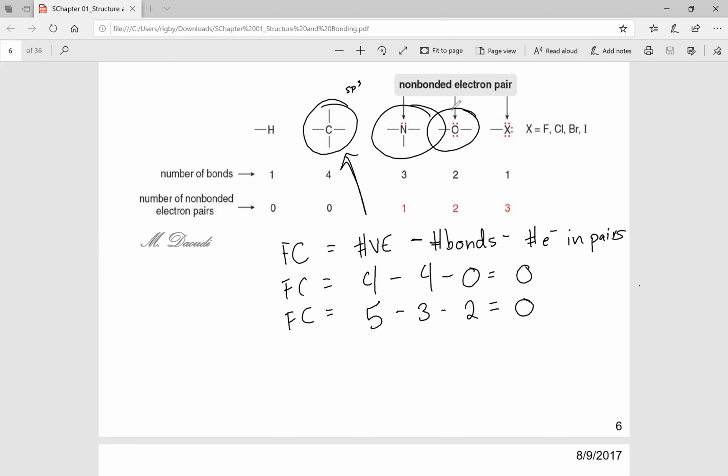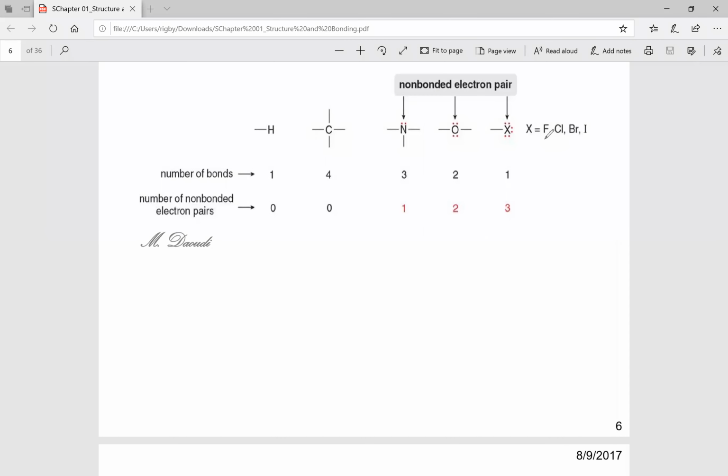And you can do this also with oxygen and X. X is just any halogen, as you can see here. So that's why when you're sp3, you're going to generally be neutrally charged, because your formal charge is going to match what each atom wants to have, a neutral charge, okay?